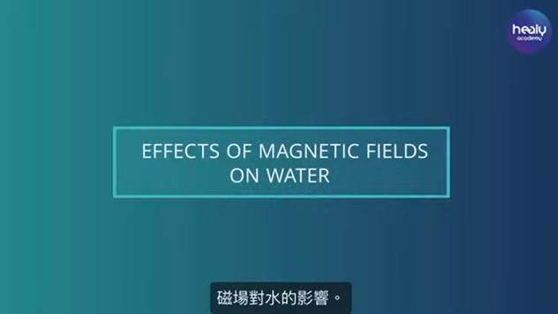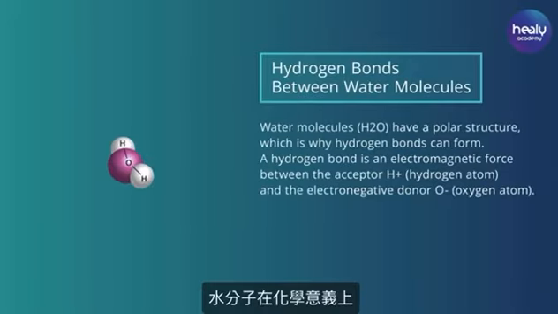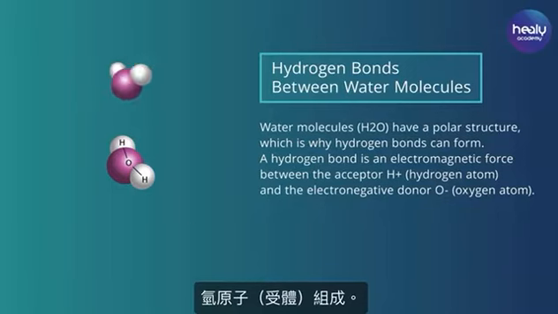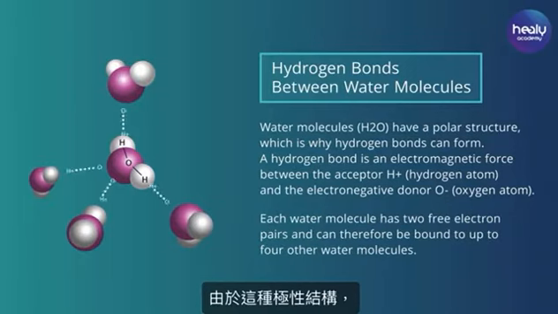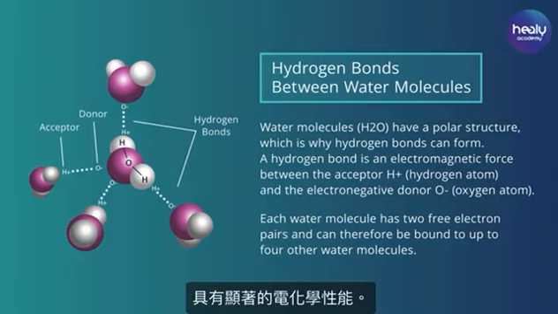Water. Effects of magnetic fields on water. A very prominent example of the influence of electromagnetic fields is in connection with water molecules. Hydrogen bonds between water molecules. Water molecules consist chemically of one oxygen, donor, atom that has a negative charge and 2 hydrogen atoms, acceptors, which have a positive charge. Because of this polar structure, the water molecules are able to form hydrogen bonds. This structure lends them remarkable electrochemical properties.